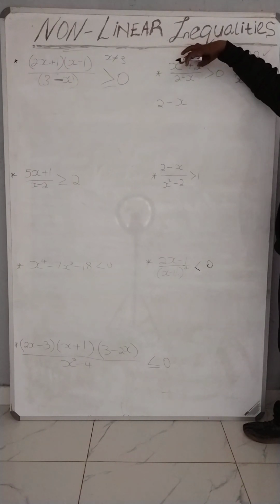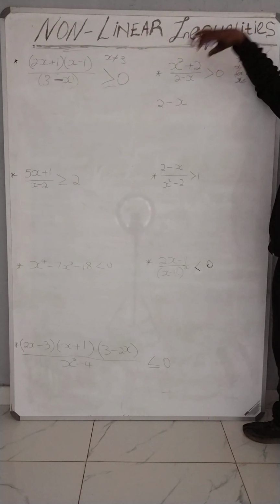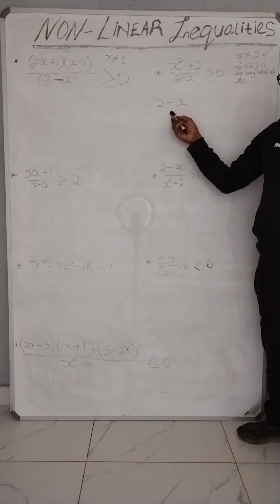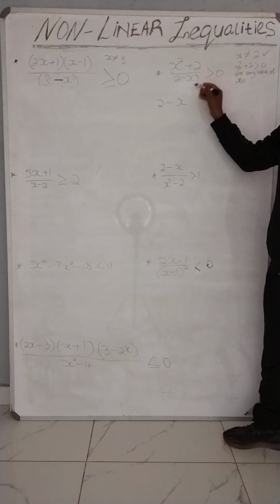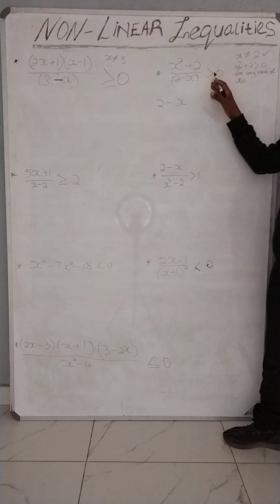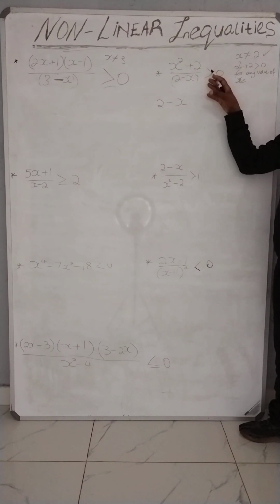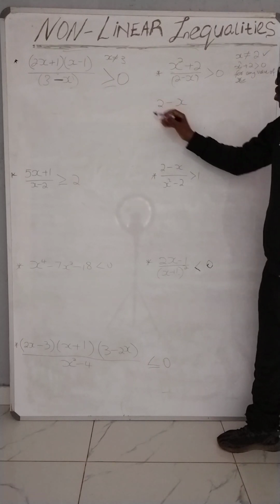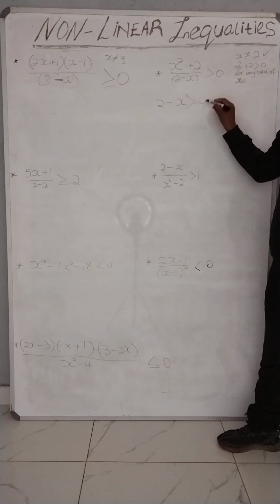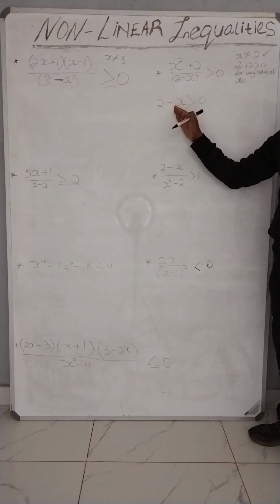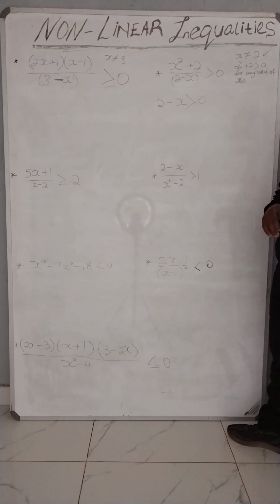If the numerator is positive, once you divide it by a negative, if this factor here is negative, then the whole expression becomes negative. Then it is no longer greater than 0. So it means this must be greater than 0. Whatever value you get here must be greater than 0.